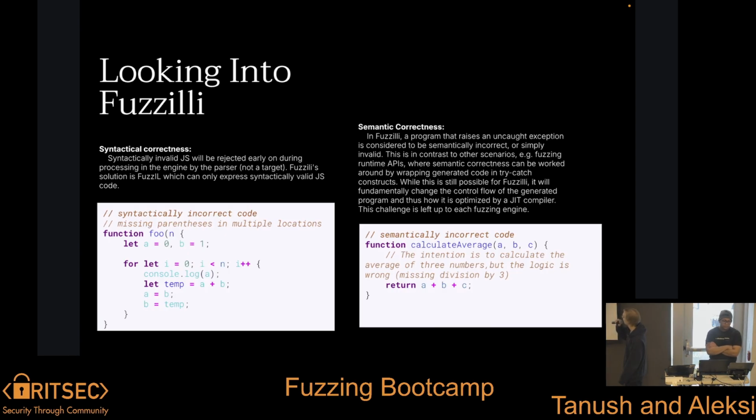You also want to ensure semantic correctness. Essentially, any program that raises an uncaught exception is considered to be semantically incorrect, or simply invalid. In this example here, the code is not doing what it's basically supposed to be doing. In this calculate average function, we see that the syntax is fine, but it takes in these 3 values and it just never divides by 3. So the actual semantics of that function are wrong, even though it's not going to actually error out. That one's a bit trickier, and they just left it up to each fuzzing engine.